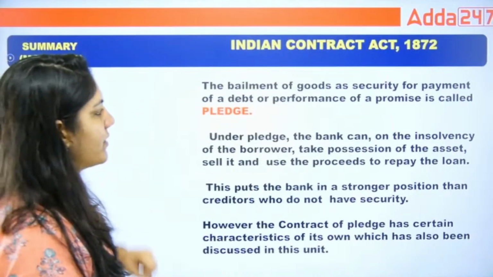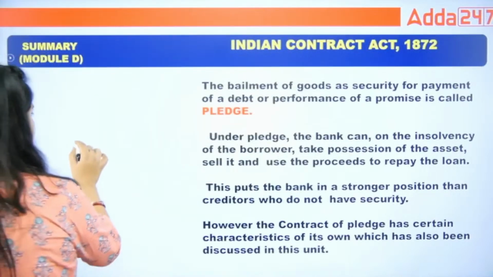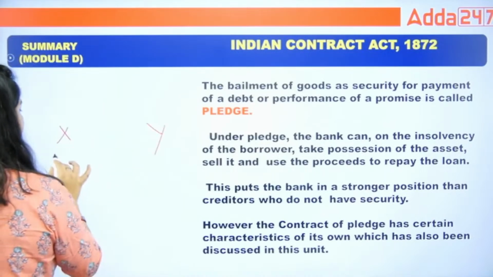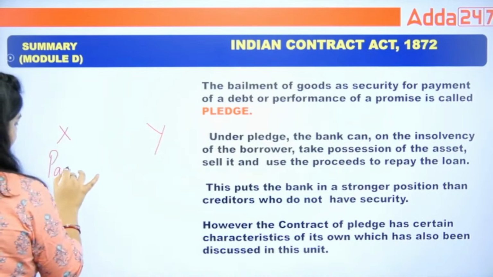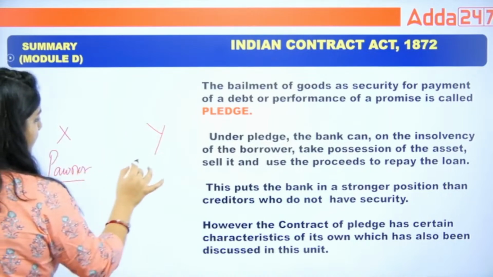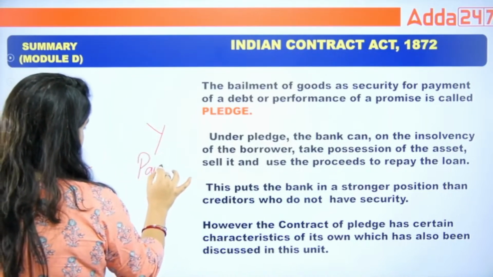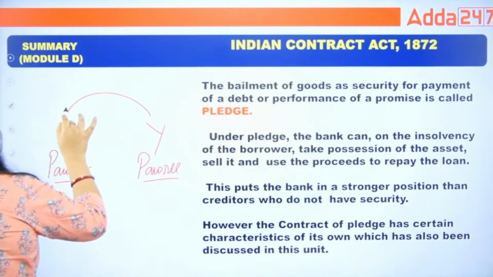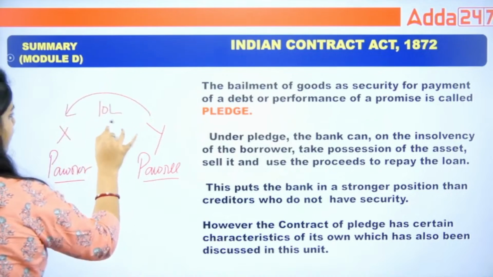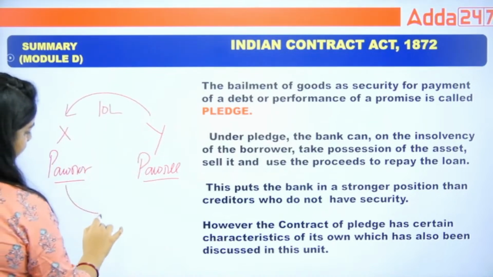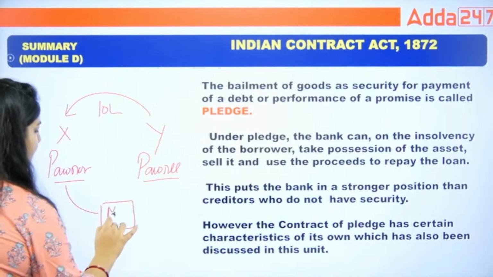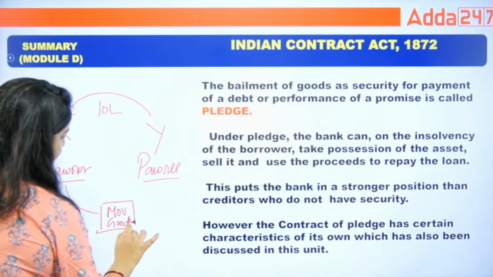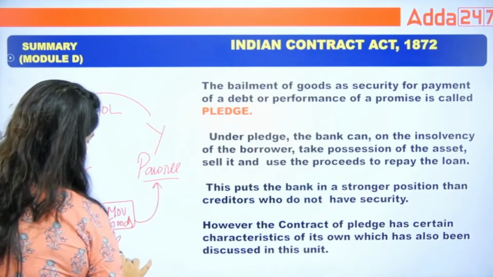Now, contract of pledge. What is a contract of pledge? X, Y. X is the pawnor and Y is the pawnee. X has taken 10 lakh rupees from Y and X has given movable goods as security.